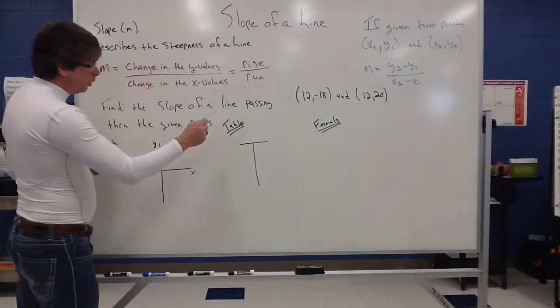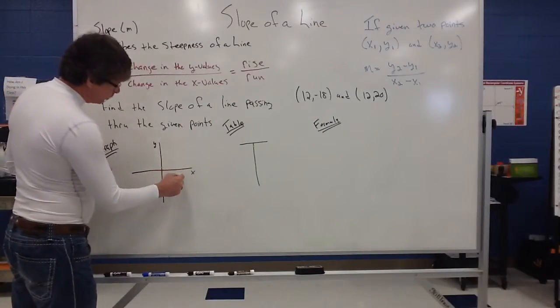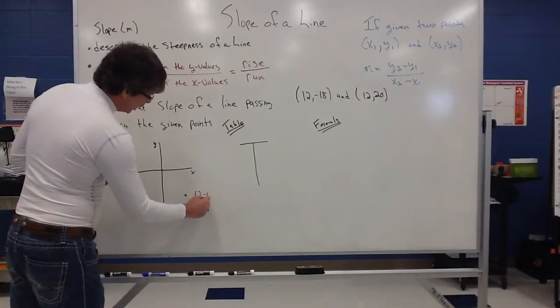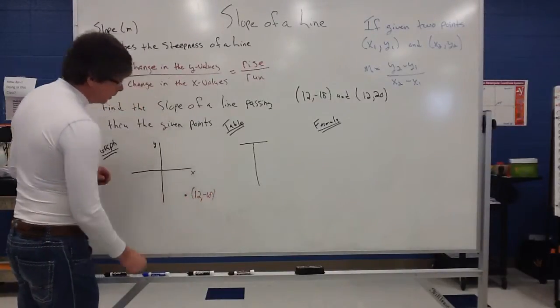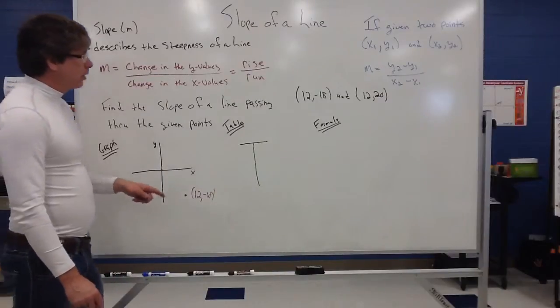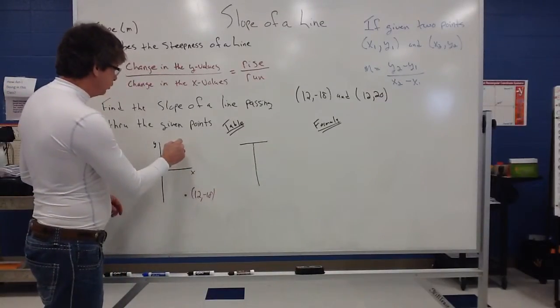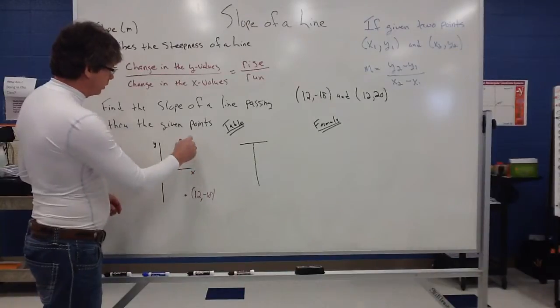So I know I have to go (12, -18), so I'm going to go right 12. I know I have to be somewhere here in the fourth quadrant. So there's (12, -18). I'm just going to kind of sketch it a little bit to give myself an idea. The other one up here is (12, 20). So again, I got to go right 12 and up 20. That's going to put me up here in the first quadrant somewhere.